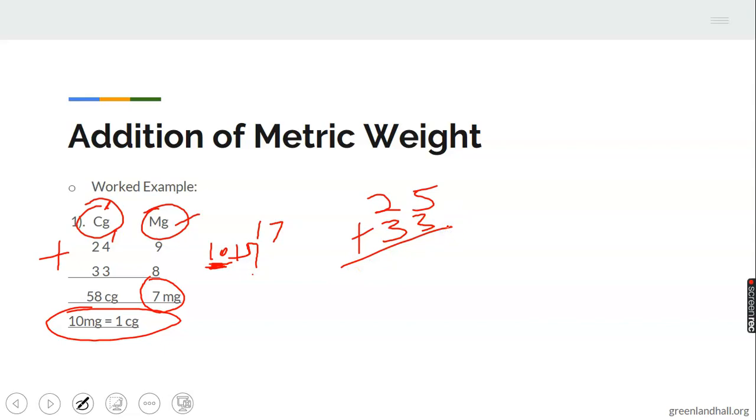What do we have? 5 plus 3 is what? 8. And 2 plus 3 is what? 5. I hope you can see this. So that's how we have 58 centigram. Do you understand what I've just done?